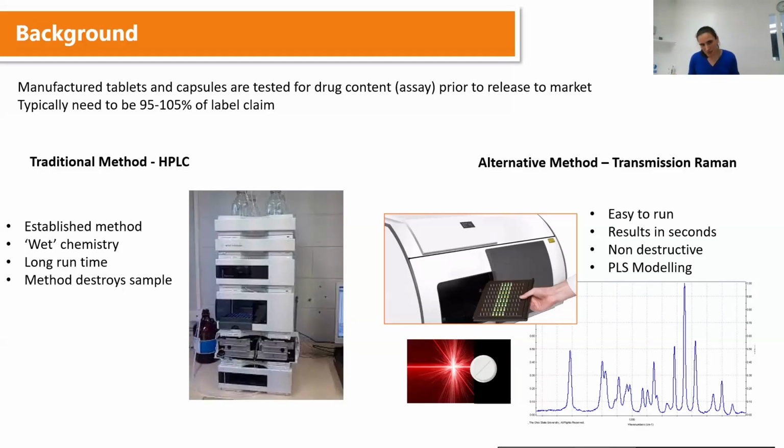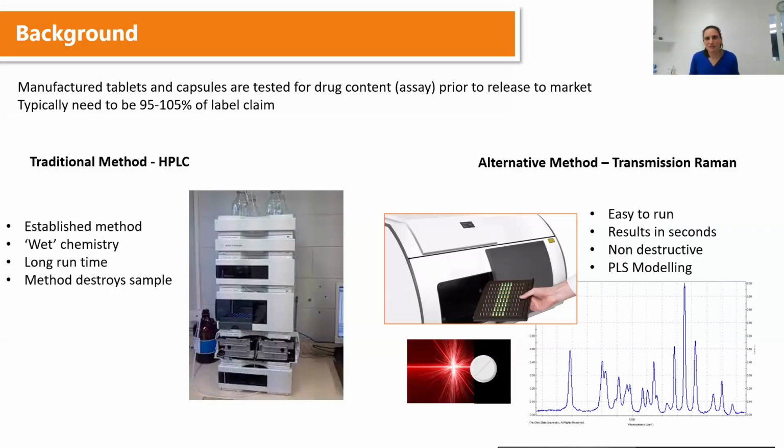Another disadvantage is that in testing the samples, the method will destroy the sample. So if we get a result that doesn't look quite right, we have to take another sample from the same batch to be able to retest. So obviously it's a different sample at that point.